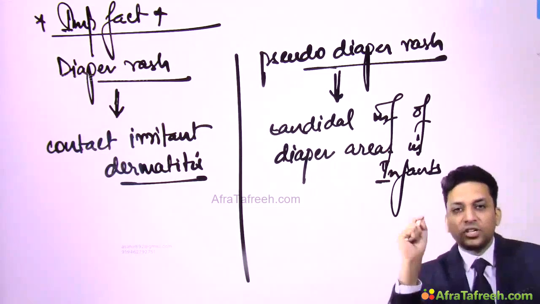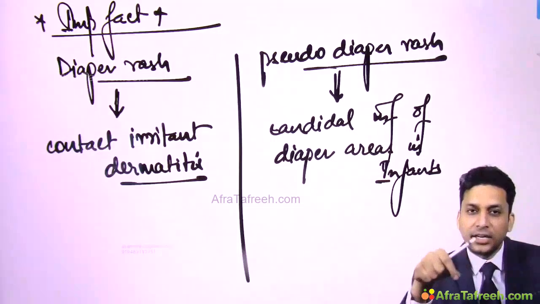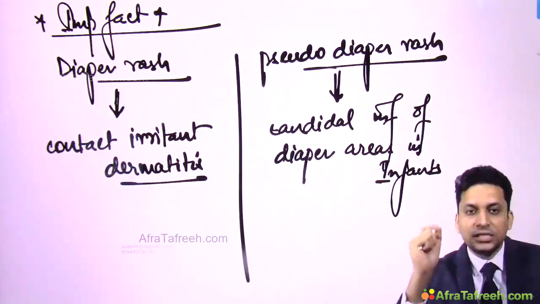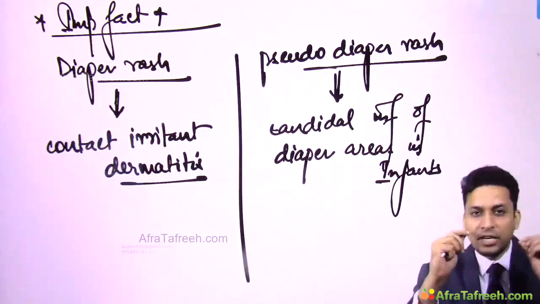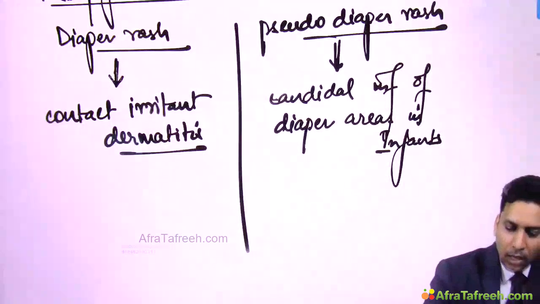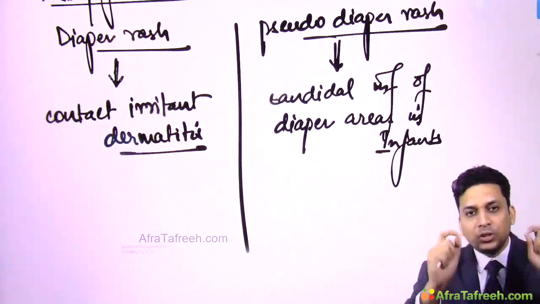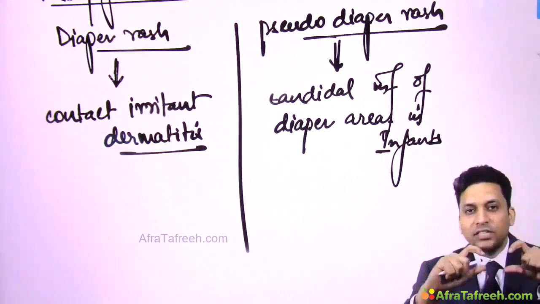So candidal infection of diaper areas in infants is known as pseudo diaper rashes, while contact irritant dermatitis of the diaper area is known as diaper rashes. This is due to the material of the diaper. Now how you are going to differentiate these two conditions, because the site is same, both occur in infants, both are involving these diaper areas.